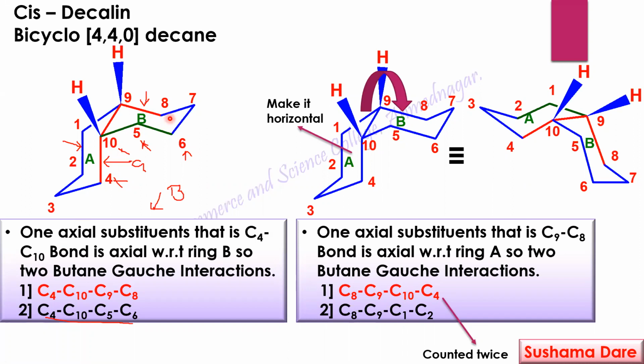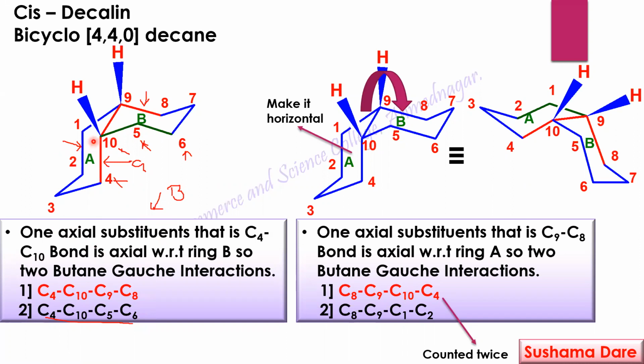So always remember, if we are going to calculate the Butane-gauche interaction with respect to ring B, this is the axial bond. For the axial bond, we have to find out the Butane-gauche interaction in the same ring. So total interactions here: C4, C10, C5, C6, and C4, C10, C9, C8. These are the two Butane-gauche interactions. So with respect to ring B, there are two Butane-gauche interactions.